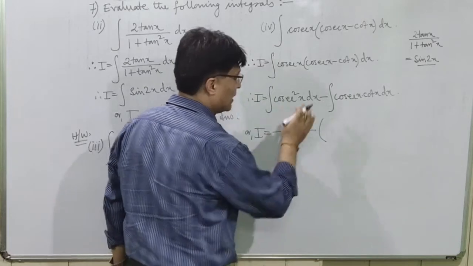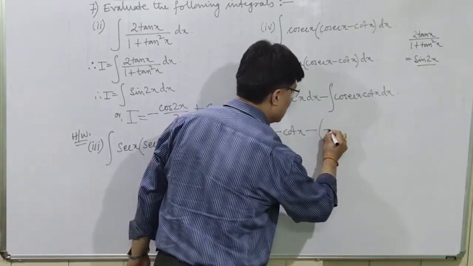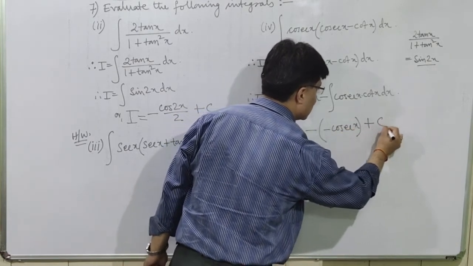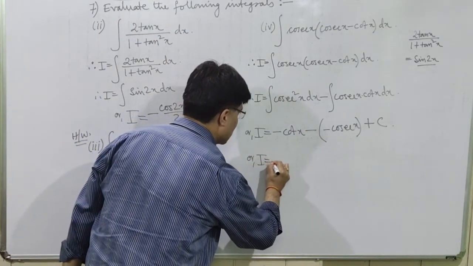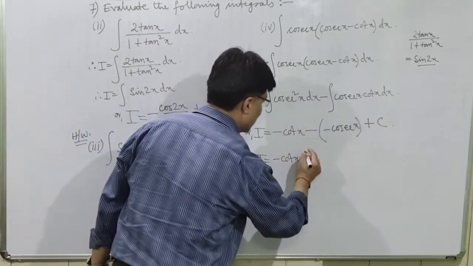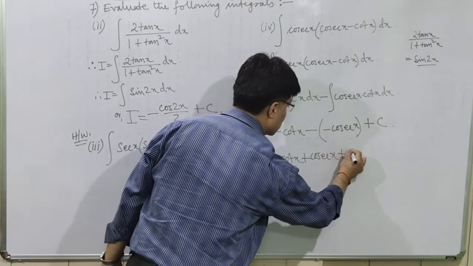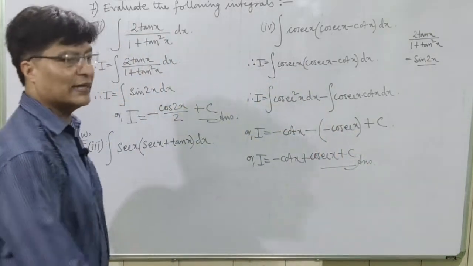So within bracket, the differentiation of which function is cosec x cot x? It is minus cosec x, bracket close. Then what do we write here? Plus c. So I is equal to minus cot x, right, minus into minus, plus cosec x plus c. So this is the final answer.